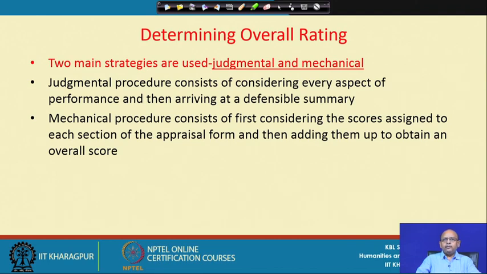The other one is what we know as the judgmental approach. In the judgmental approach, what happens? You look at each and every aspect of performance, and then you provide a summary for each aspect. Okay. And in mechanical, what happens? You add up everything and then you provide it. Okay. So, it is always good to go for a judgmental approach rather than mechanical, because in a mechanical approach there is a possibility of errors.